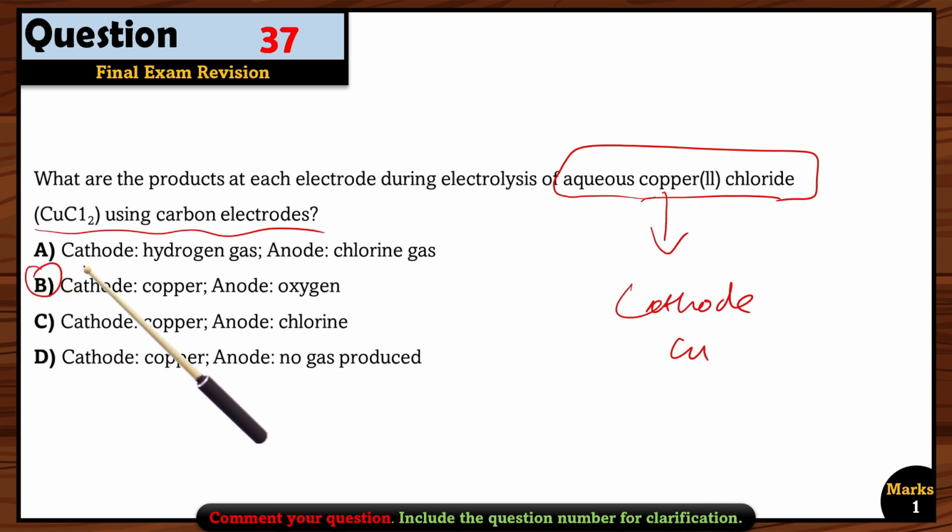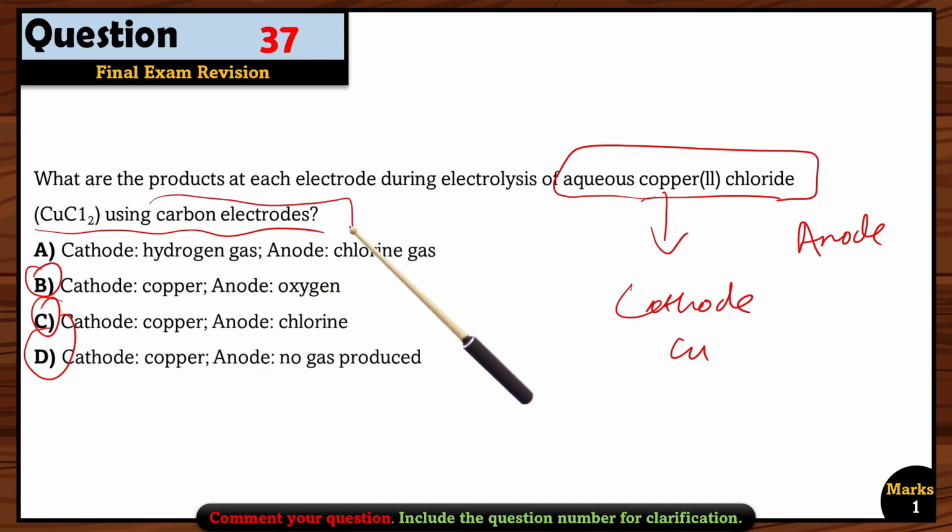So option B or C or D, any option can be right. Now let's see for anode. If you have a chloride gas here, right? Copper chlorides. Chloride is already here and you are using an aqueous solution of the copper chloride using the carbon electrodes. And they have not mentioned that it is dilute. So it means it is concentrated actually, okay?